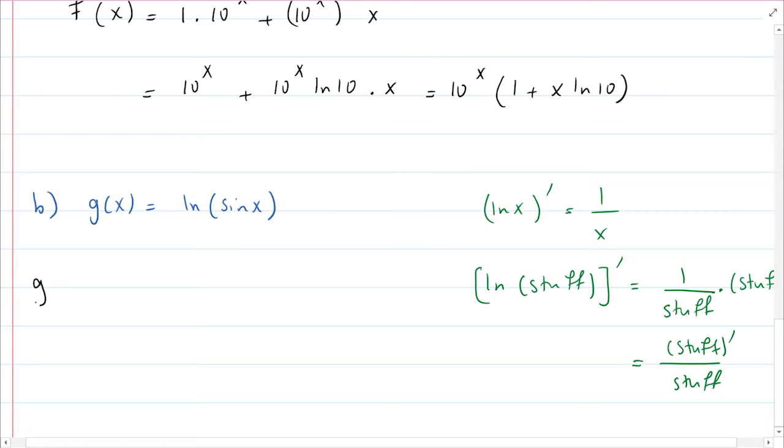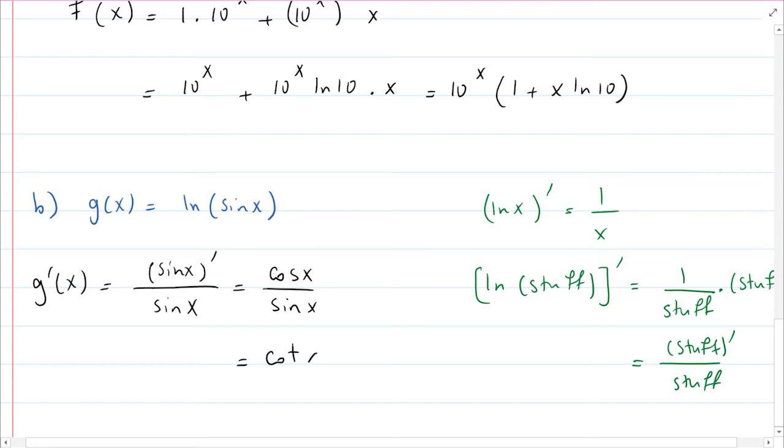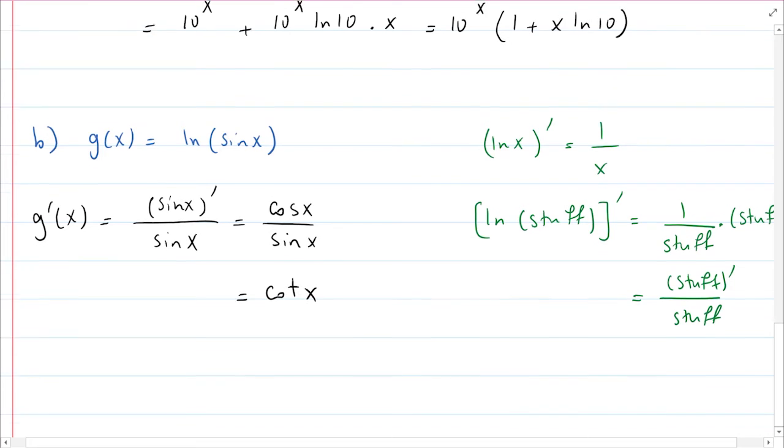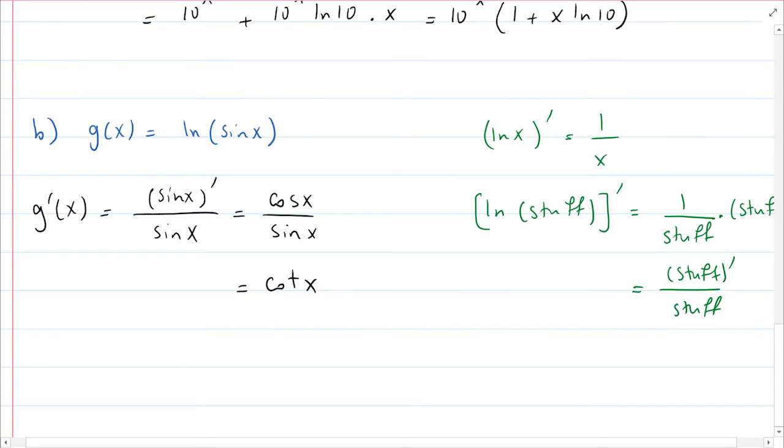So in this case, if I'm looking for ln of sine x, I can draw a fraction line. I can put the derivative of this stuff on top. So that would be the derivative of sine x on top, and then just sine x at the bottom. The derivative of sine x would be cosine x, and then I have sine x at the bottom. So this becomes cotan x. So the derivative of this function would be cotan x after simplifying.